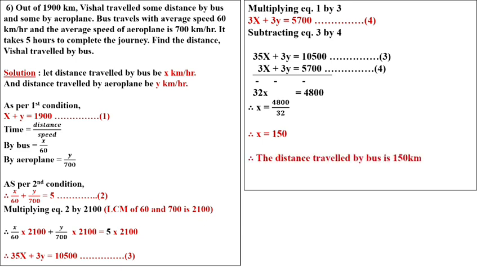Now student, the distance traveled by bus is x kilometers. So the x value we got is 150. It means the distance traveled by the bus is 150 kilometers and the remaining distance is covered by the aeroplane. I hope you have understood and thank you for watching this video.